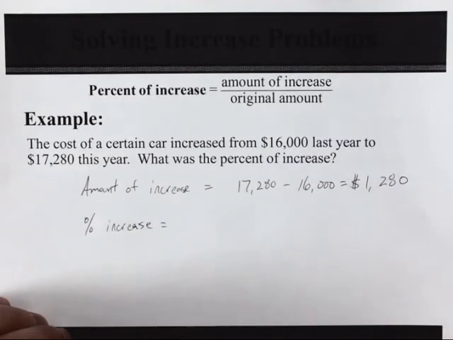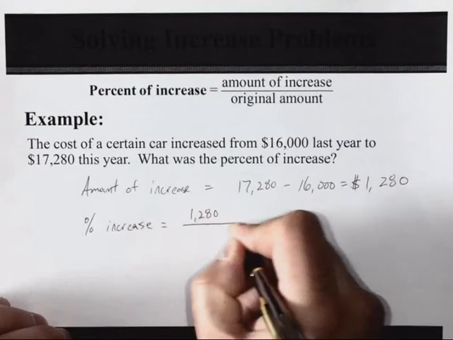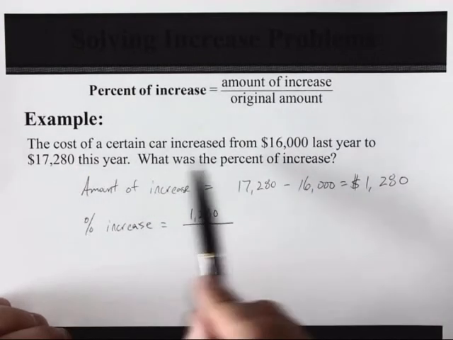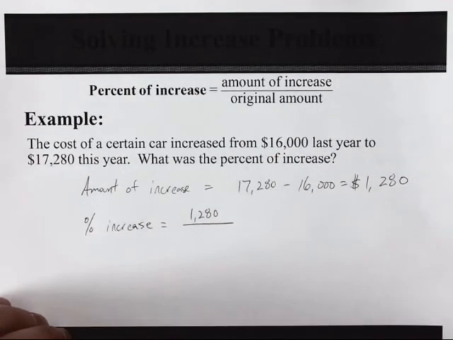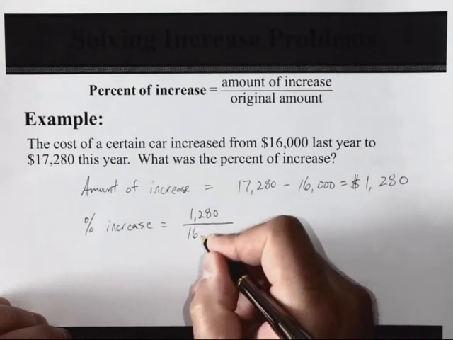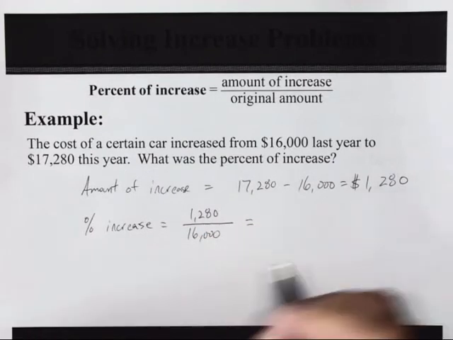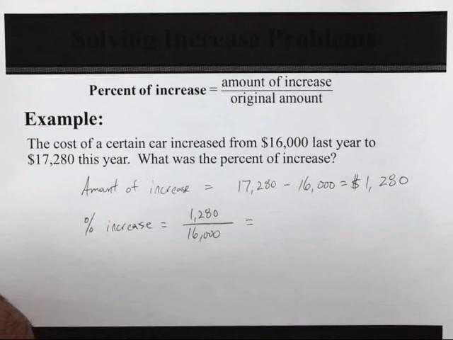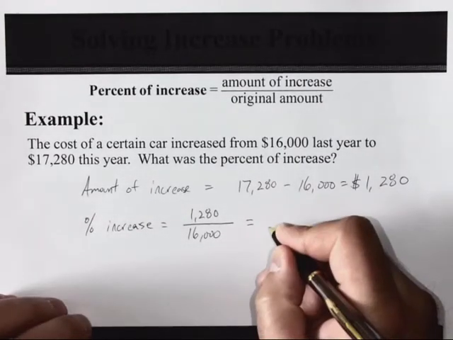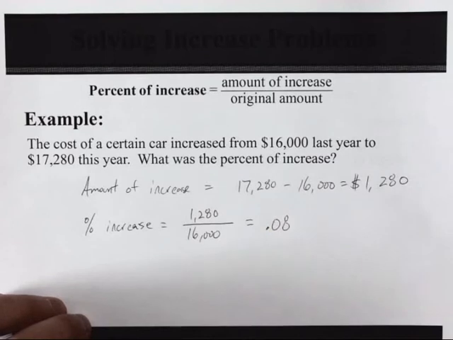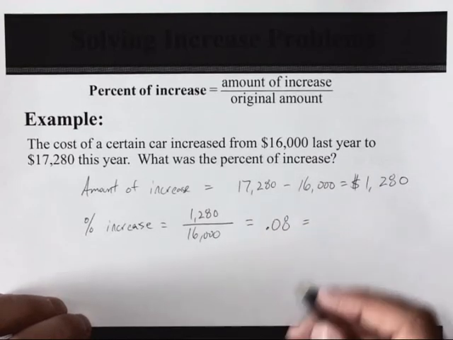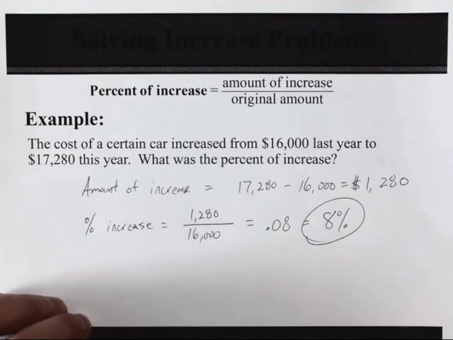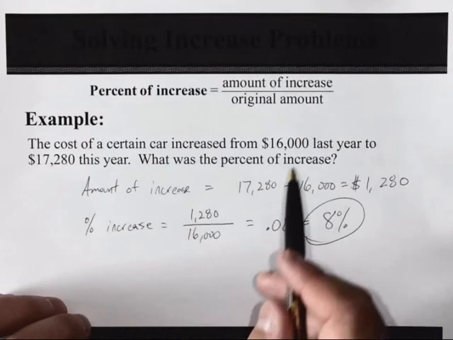Okay. So then to find the percent increase, I take that amount of increase and divide it by the original. So the original is going to be the smaller of these two numbers since there was an increase. So that's going to be the 16,000. So when I divide those two, I get 0.08, and so that is the percentage as a decimal. Once again, to make it into a percentage, I just move the decimal to the right two places, and I get 8%. So there was an 8% increase in the price.